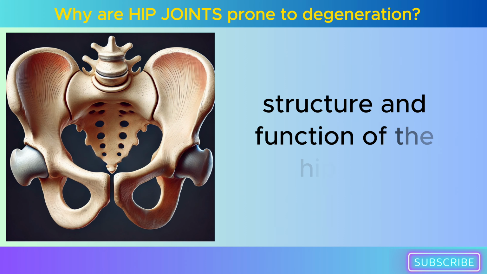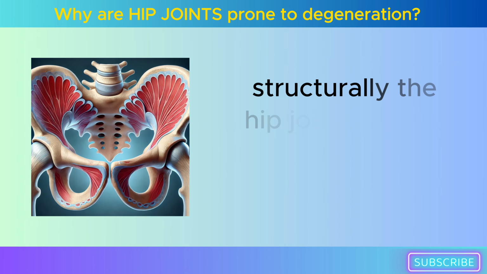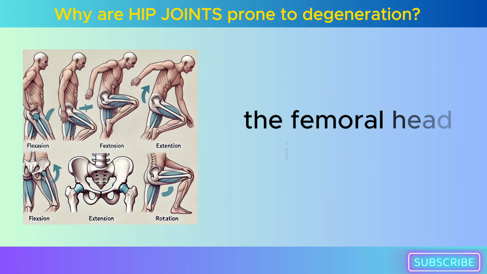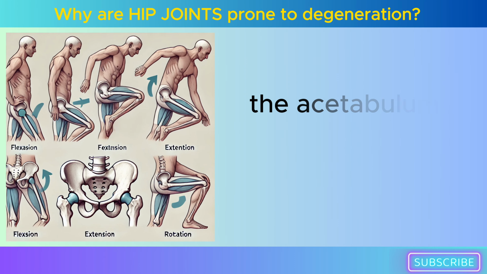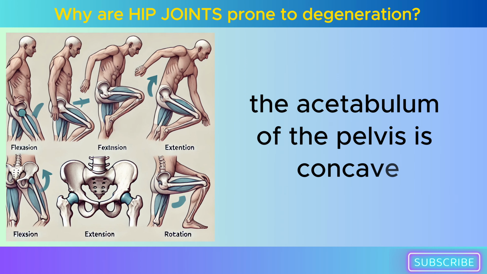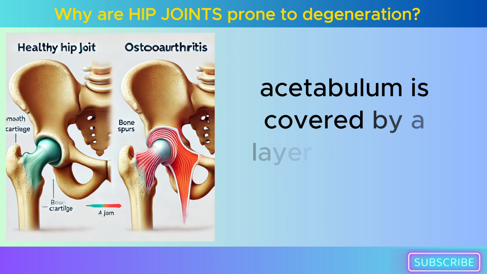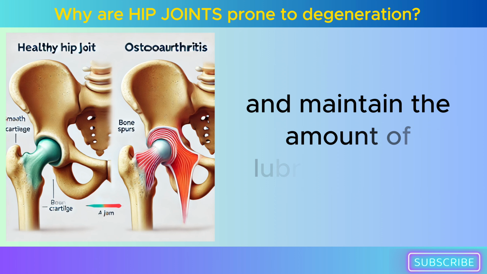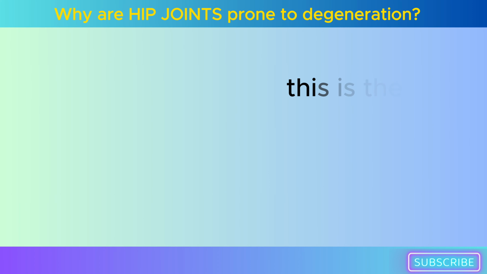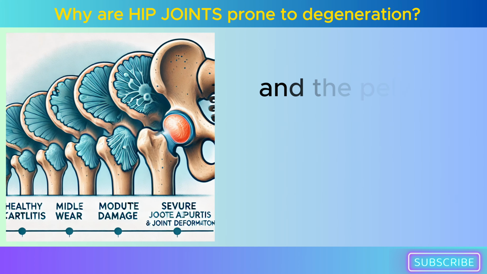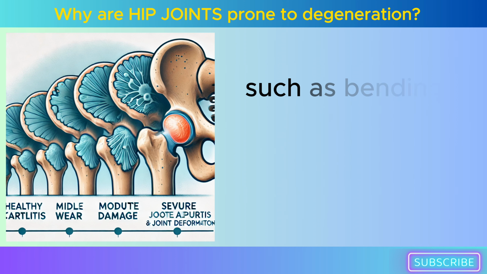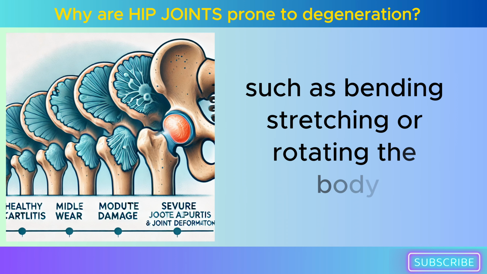Structure and function of the hip joint. Structurally, the hip joint is made up of two main parts. The femoral head is spherical. The acetabulum of the pelvis is concave. The acetabulum is covered by a layer of fibrous cartilage, which helps protect the joint and maintain the amount of lubricating fluid. This is the connection point between the femur and the pelvis, playing the role of supporting the body and performing basic movements such as bending, stretching, or rotating the body.